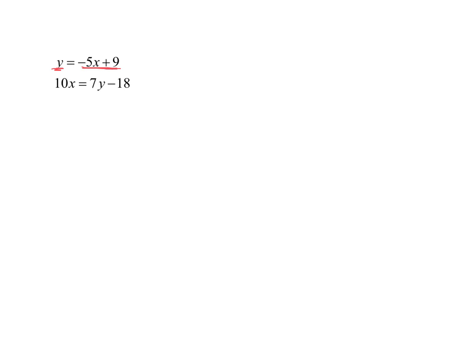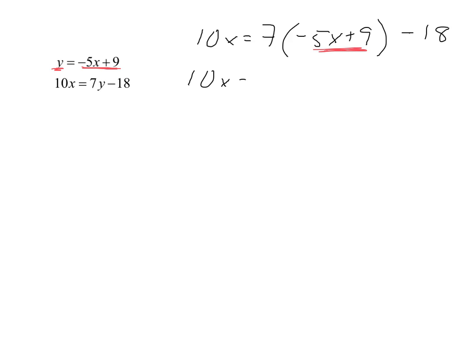So I'm going to say 10x equals 7, and in place of y, I'm going to put negative 5x plus 9. So that's the thing I substituted in. Minus 18. So now I'm just going to go ahead and solve that. So 10x equals negative 35x plus 63 minus 18. So combine like terms, 10x equals negative 35x. All right, 63 minus 18.